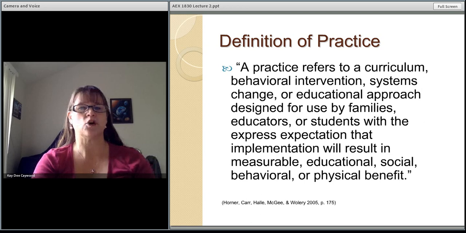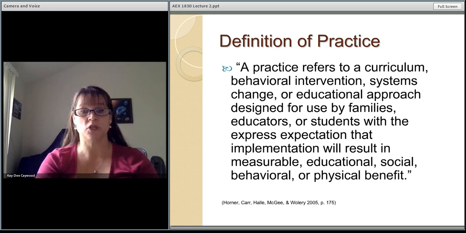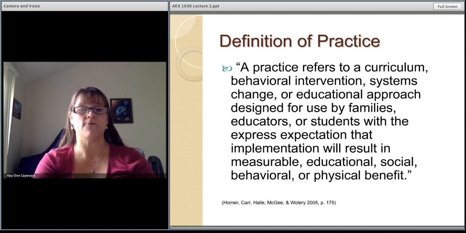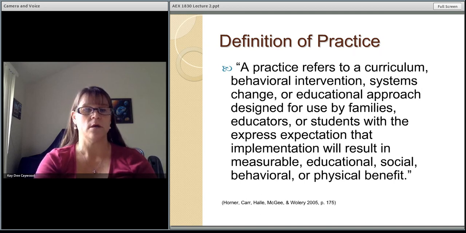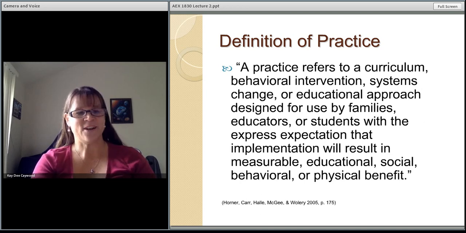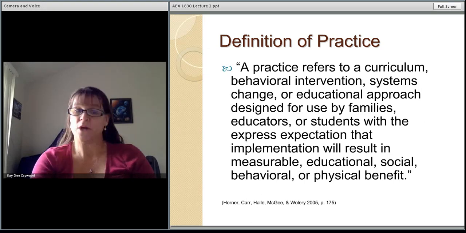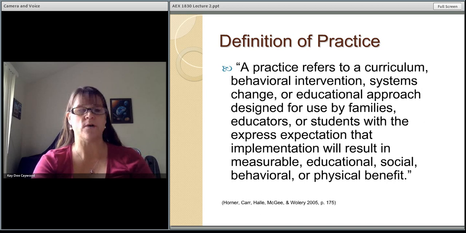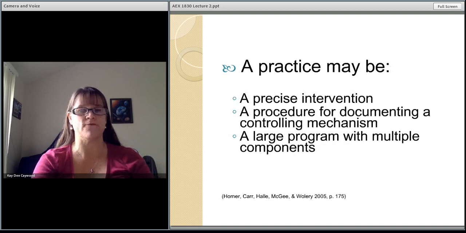First, a practice is a curriculum, behavioral intervention, systems change, or educational approach that's designed for use by families, educators, or students with the express expectation that implementation will result in measurable educational, social, behavioral, or physical benefit. So what you're doing in your classrooms, many of those things are practices, particularly the interventions you use, or what you're doing in homes or with therapy. And it's important to know if what you're doing does have a strong evidence base, is safe, is effective. A practice can be an intervention, a procedure for documenting a controlling mechanism, or even a large program with multiple components, for example, direct instruction.